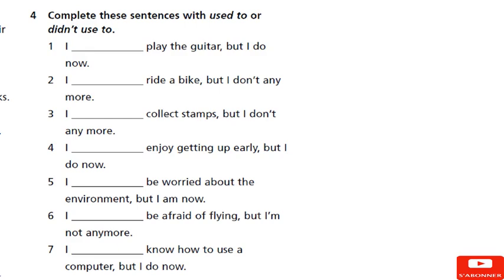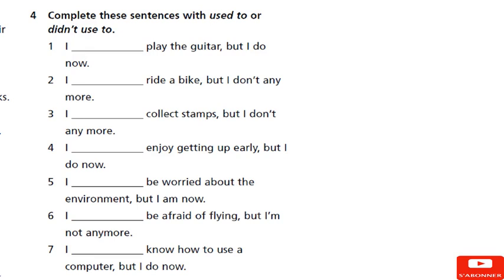So according to the meaning of each sentence, try to insert used to or didn't use to. Let's discover the solution together. First sentence. I didn't used to play the guitar, but I do now. Second example. I used to ride a bike but I don't anymore.